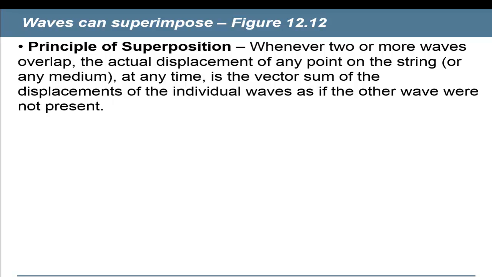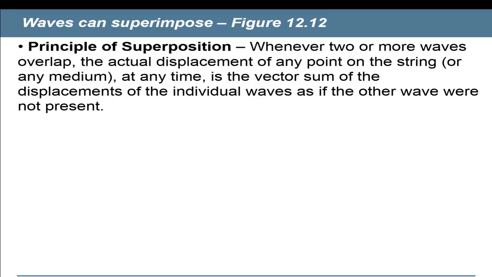So the principle of superposition, I'll just read this here. It says that whenever two or more waves overlap, the actual displacement of any point on the string, or any medium, but we'll use a string in this example, at any time is the vector sum of the displacements of the individual waves as if the other wave were not present. And by vector sum, I mean if it's above its equilibrium position, we'll call it positive. If it's below the equilibrium position, we'll call it negative.